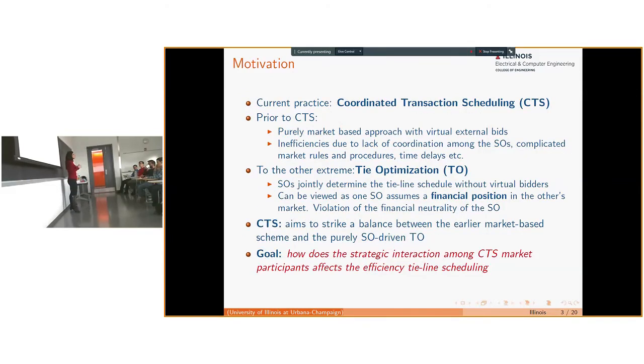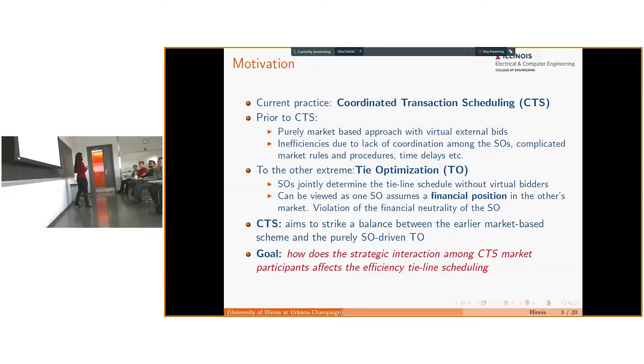I'm going to focus only on parts of the grid that are operated by a system operator that also have wholesale markets for electricity. In those particular parts of the system, the current practice employed in order to determine the optimal flows on the tie lines is a market-based mechanism referred to as coordinated transaction scheduling, or CTS.